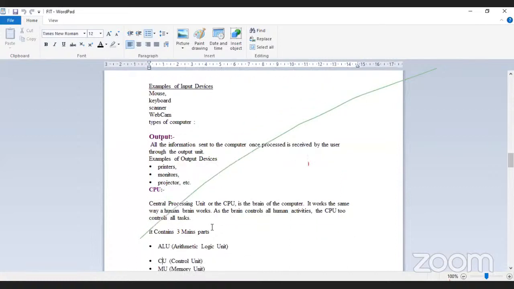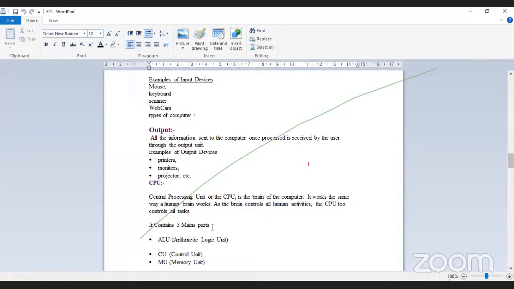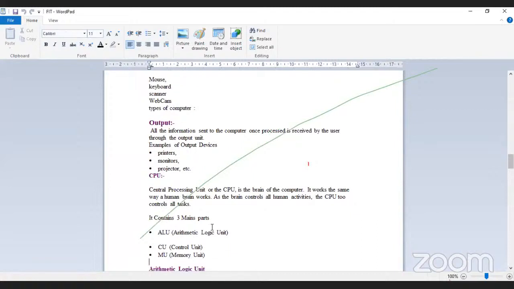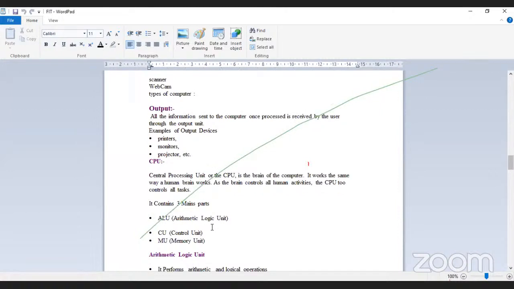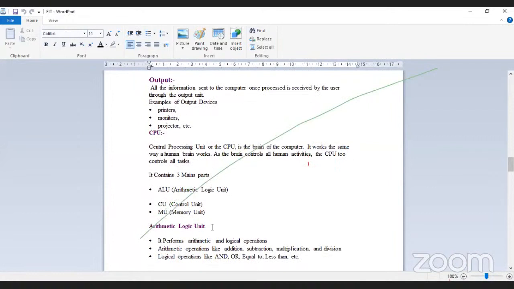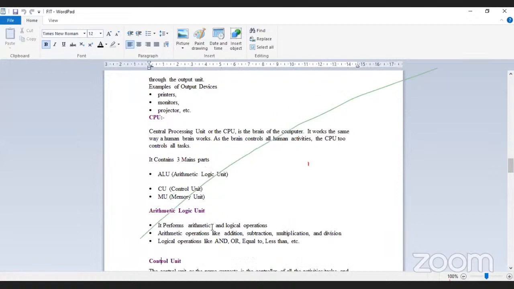In the CPU itself, three units are there. What are they? ALU, CU, and MU. ALU means arithmetic and logical unit. CU means control unit. MU means memory unit. In the previous class, what are the arithmetic operations? Addition, subtraction, multiplication, and division. And what are the logical operations? AND, OR, equal to, less than, greater than.